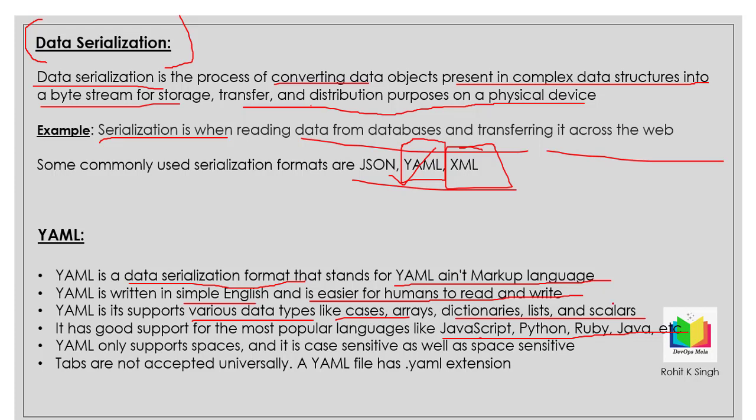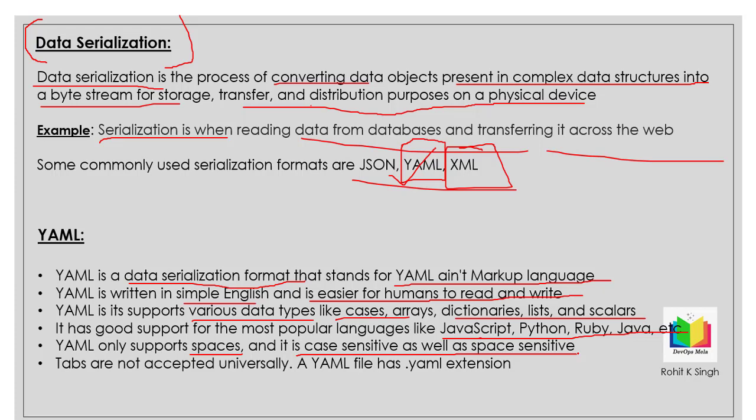YAML only supports spaces, this is very important, and it is case sensitive as well as space sensitive. In YAML, even a single extra space will end up giving you an error. So when you're writing YAML, keep this in mind: YAML is space and case sensitive. If anything is starting with caps, you have to start with caps, you cannot go in lowercase. If anything has one space, you have to give only one space, you cannot use two. More importantly, you cannot use tab completion in YAML.